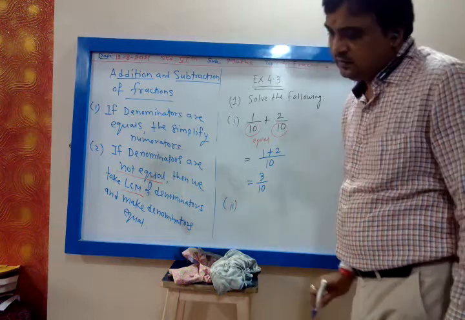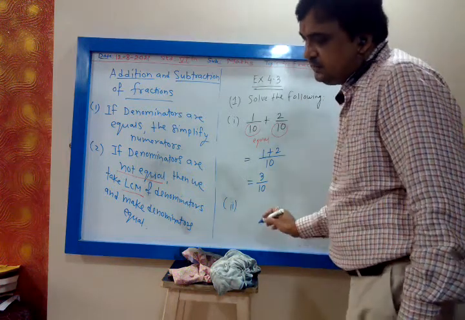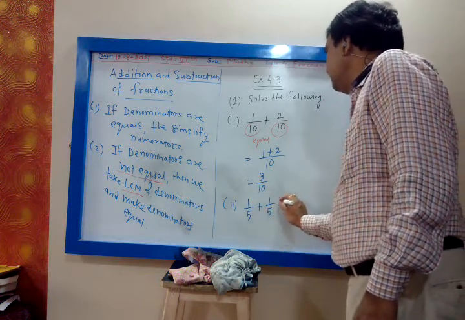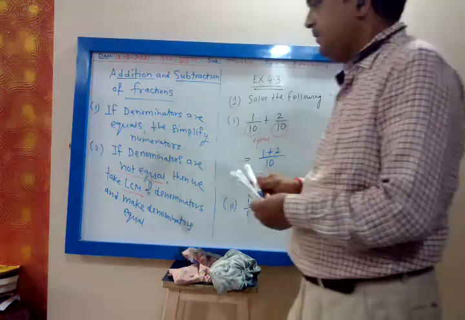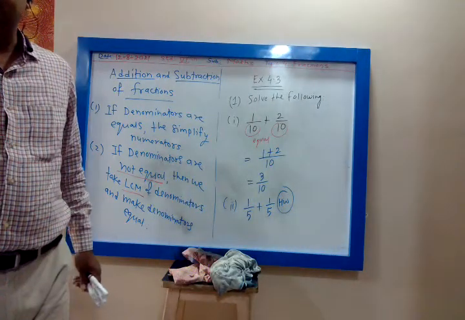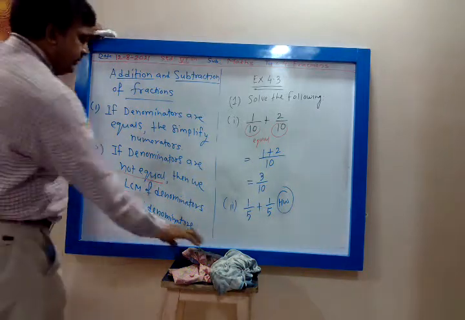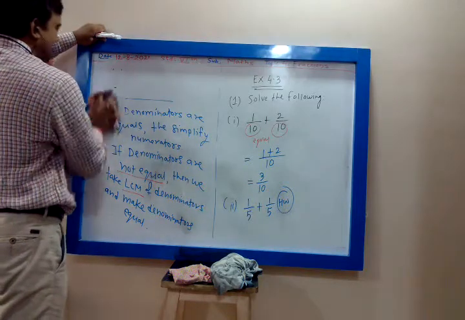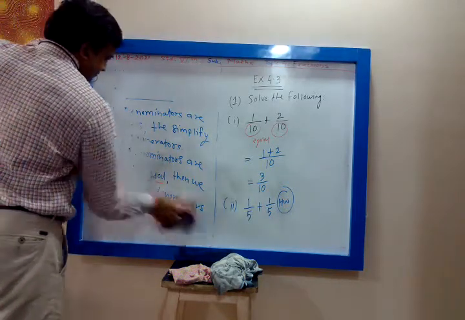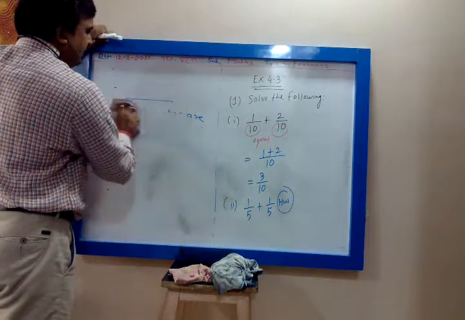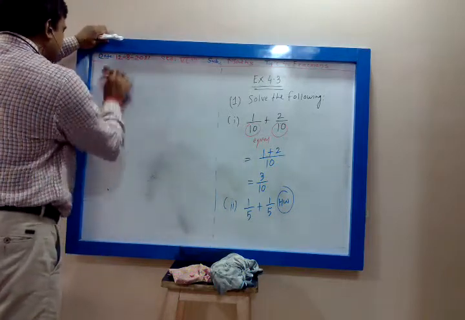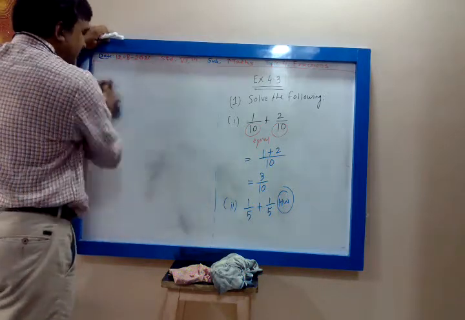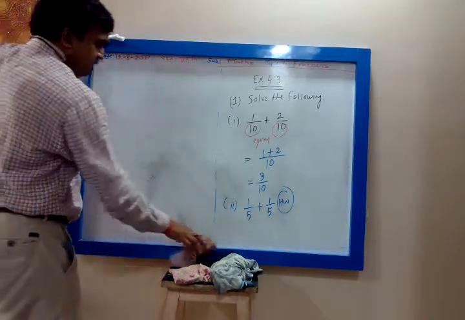Now second, 1 by 5 plus 1 by 5. Equal denominators. What will be the answer? You can take 2 by 5. Yes, 1 by 5 plus 1 by 5 will be 1 plus 1 by 5, that is 2 by 5. So all of you have understood nicely, that is why you are giving oral answers. Very good, so the concept is clear.